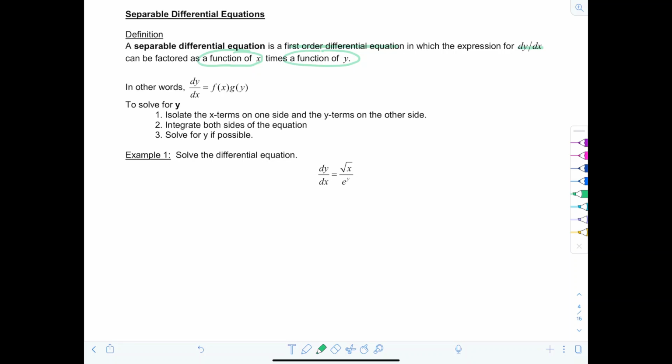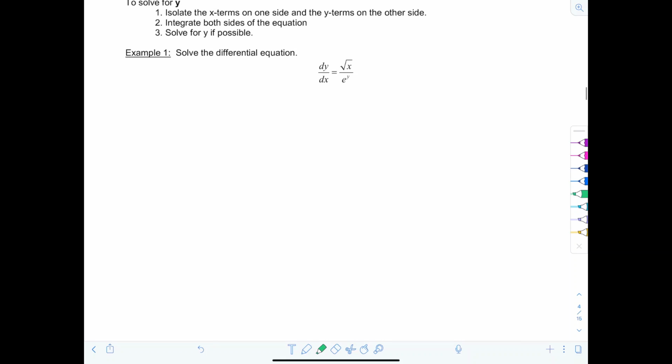Example 1, solve the differential equation. We have dy/dx is equal to root x over e to the y. So the whole reason that these are called separable is because you're going to separate the differentials, dy and dx, from each other. And you're going to group all of the terms with y's wherever dy is, and all of the terms with x where dx is. And you can't have a differential in the denominator. So that means I'm going to keep dy on the left, and I'm going to multiply both sides by e to the y. So I have e to the y dy, and then that's going to equal root x dx.